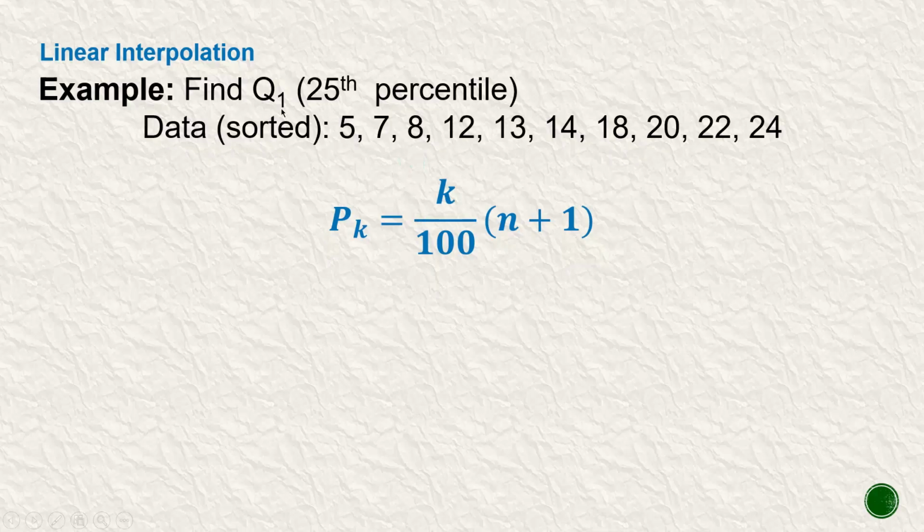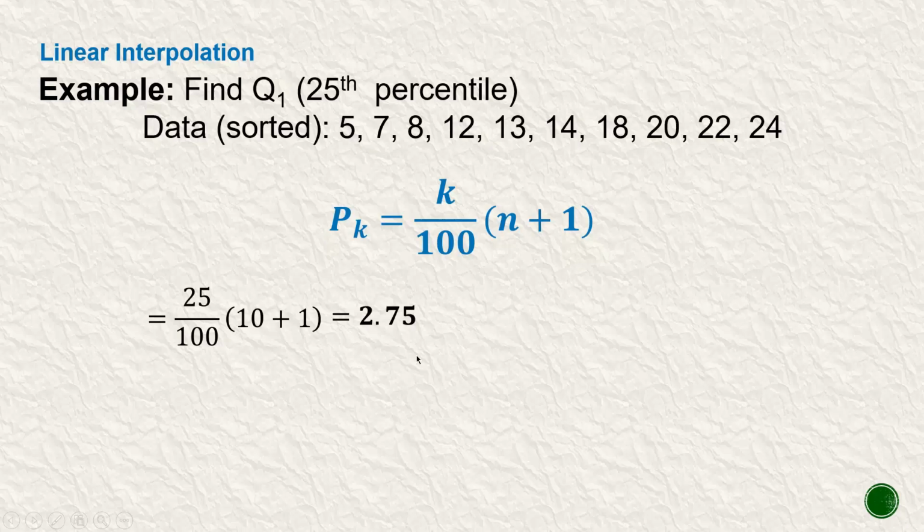K, instead of using 1, we will use 25. And then for the N, the total number of data that we have here is equal to 10. Okay, so we have 25 because quartile 1 is equivalent to the 25th percentile, 10 because we have 10 numbers here, 5, 7, 8 until 24. So when we solve this, that's equivalent to 2.75, which means we need to do some interpolation.